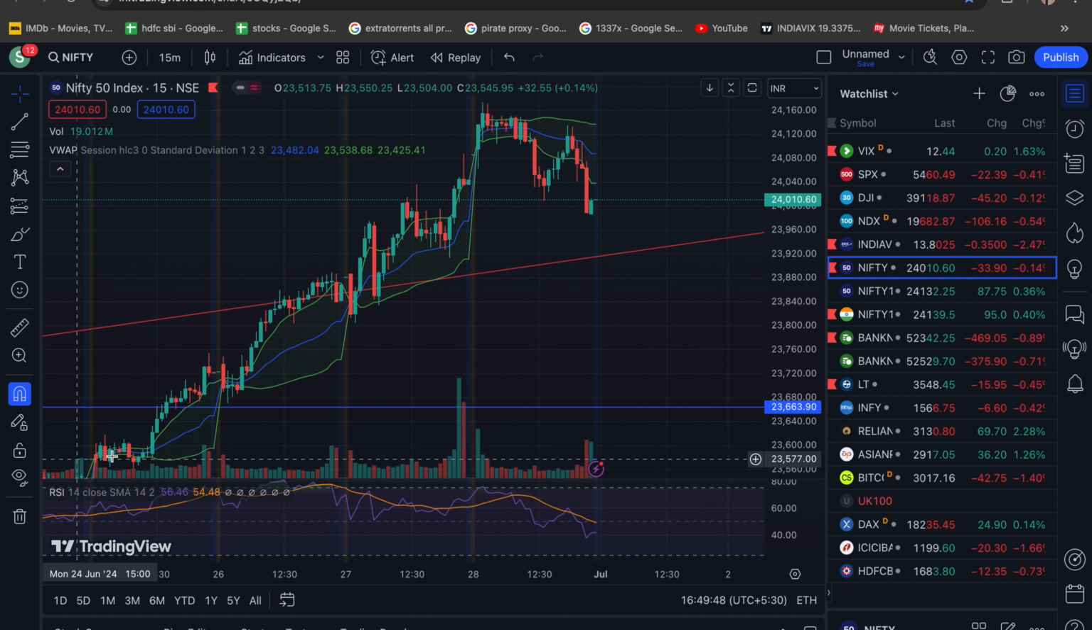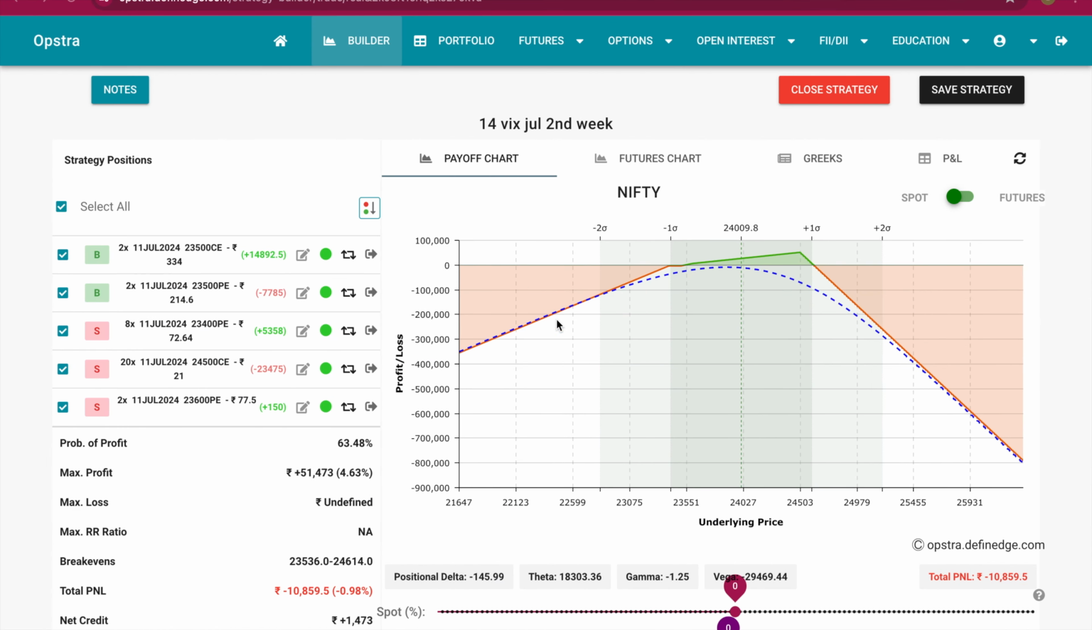So from here the market has made quite a strong up move. So I think this is a very strong support zone, and that is why my lower break even is around 23,500 and my upper break even is 24,600. So because the market is bullish, my strategy requires a lot of adjustment.